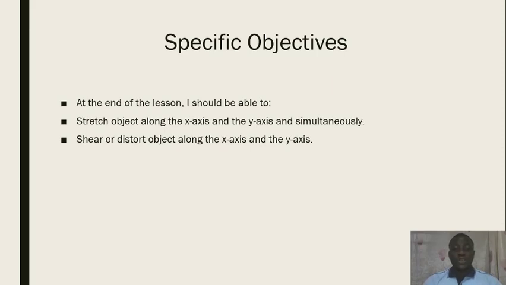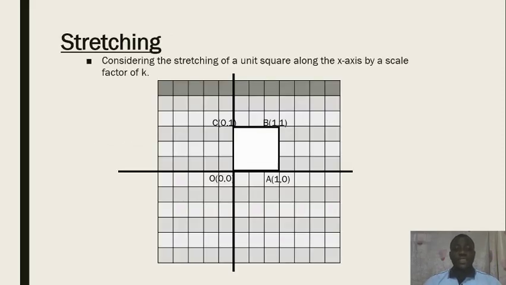Distortion. To distort an object, to change the nature, the form of an object. For instance, you can have a rectangle. When you displace a rectangle a little, it will become a parallelogram. So what you've done, you've distorted that object, and in linear transformation, we call it shear. So we should be able to shear an object along the x-axis and also along the y-axis.